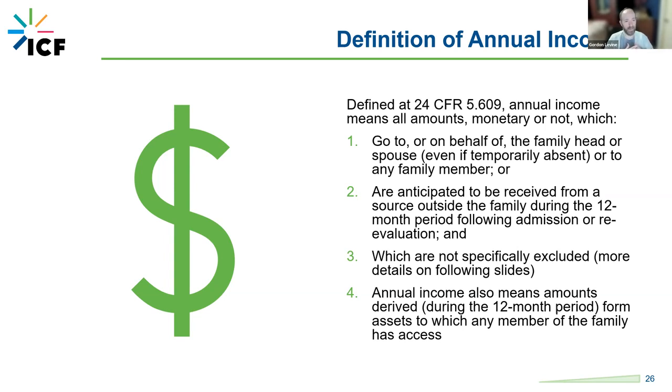Final note, annual income also means amounts that are derived during the 12-month period from assets to which any member of the family has access. Again, the extreme version of that is you may have an income of zero, but if you have $1 million in the stock market and you're realizing dividends from that, that's still income. You don't qualify for this project. I'm sorry. You have a giant stock portfolio. I would also like one. Next slide, please.